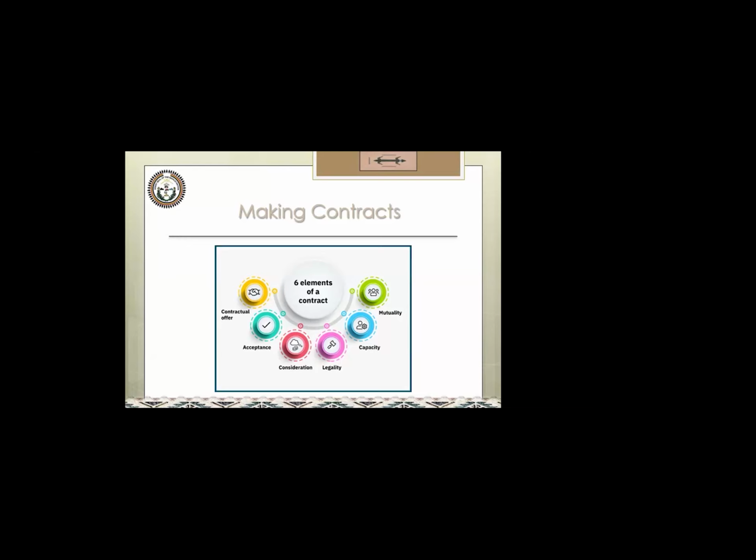Somebody has to make an offer to you. You have to accept that offer, and then it has to be supported by consideration. And typically, consideration is going to be some form of payment. But at the same time, you can have these three elements, but you also have to meet three considerations. Number one, legality. Number two, capacity. Number three, mutuality of contracts.